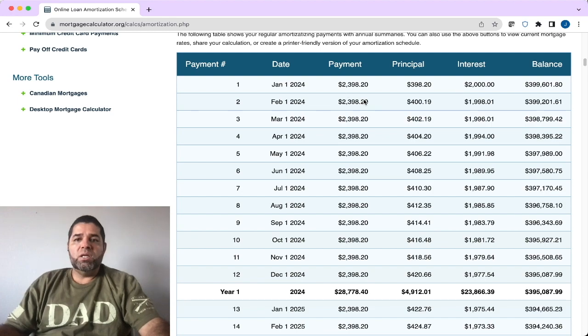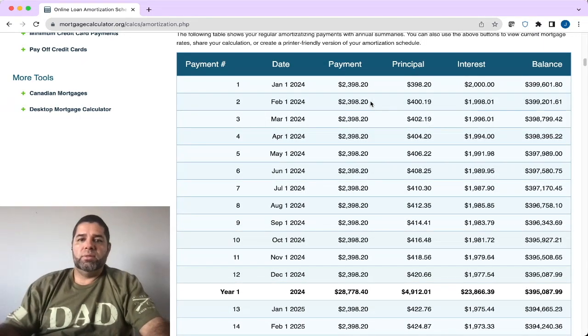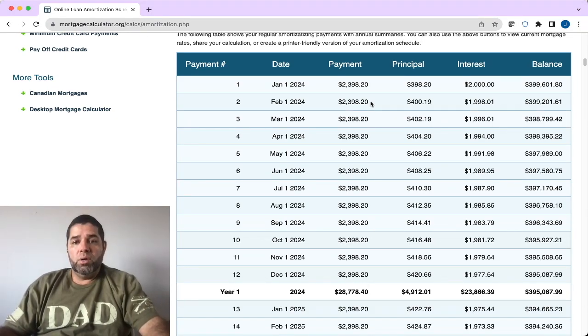So the idea of using a HELOC is pulling out $15,000 from your HELOC, transferring it to your checking account, and dropping a lump sum on the principal balance. Now keep in mind, you still have to pay your mortgage payment like you usually do through a checking account.